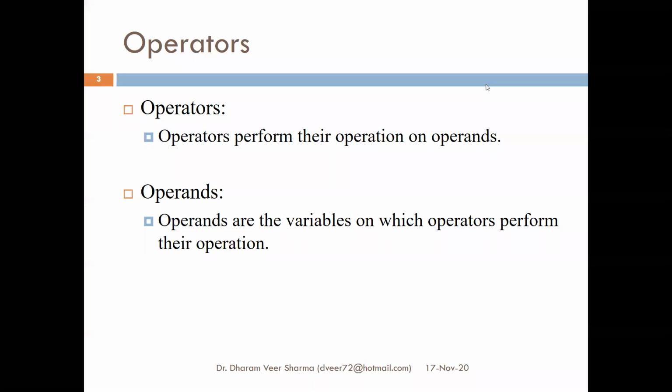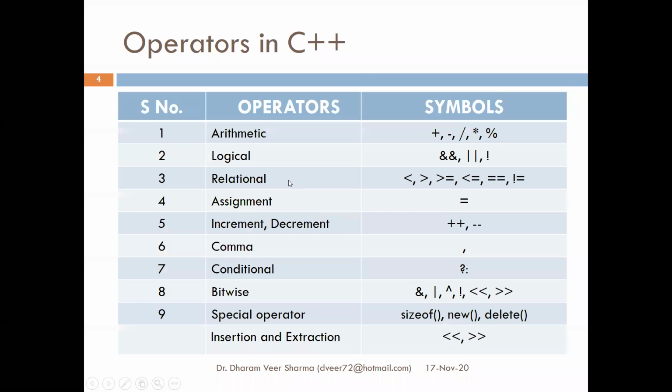So what are operators? Basically, they perform some kind of operations on the operands passed to them. I'll repeat, operators perform some operation on the operands passed to them. As you can see, we have different types of operators here: arithmetic, logical, relational, assignment, increment, decrement, comma, conditional, bitwise, special operators, and insertion and extraction. When we discussed input-output, we covered the insertion and extraction operators. So we'll discuss all the other operators today.